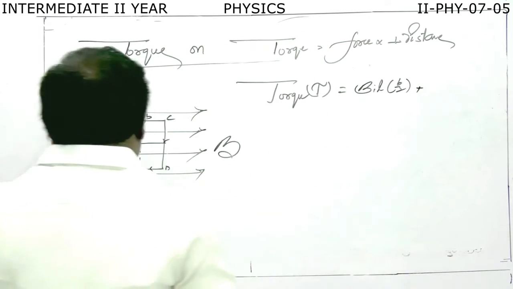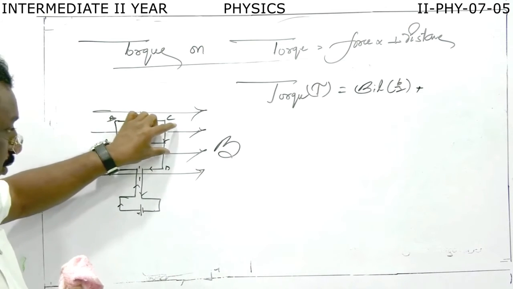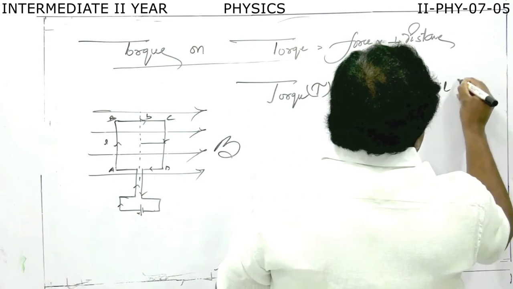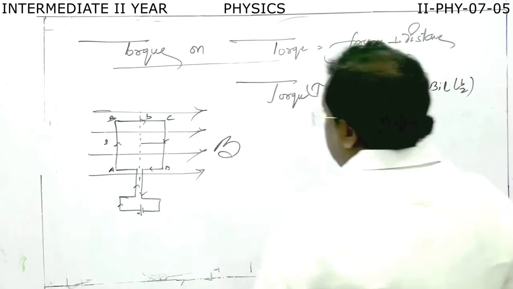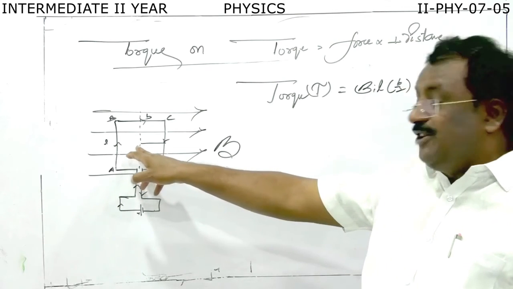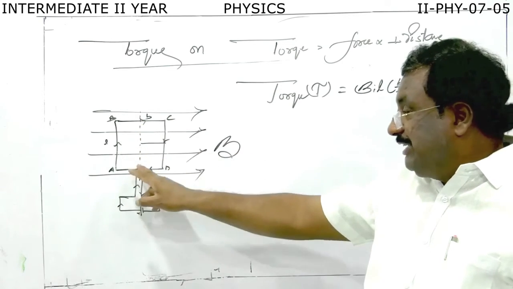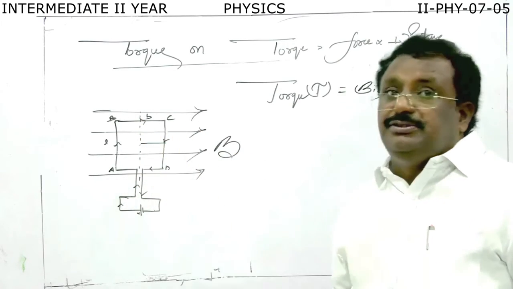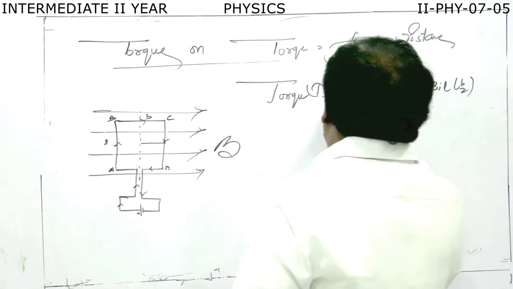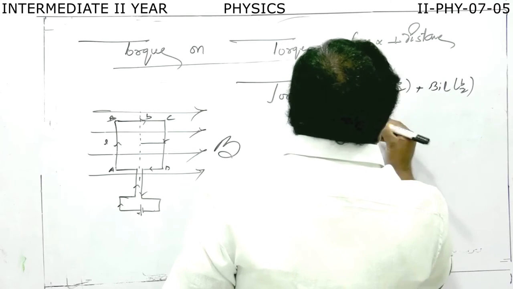This is the force on the AB vertical side of the coil. Again you take CD vertical, BIL. So we take the perpendicular distance. This is the line of action of force. This is the axis. Through this axis, the coil would rotate in the anti-clockwise direction. So now, if you take BIL common, b by 2 plus b by 2.